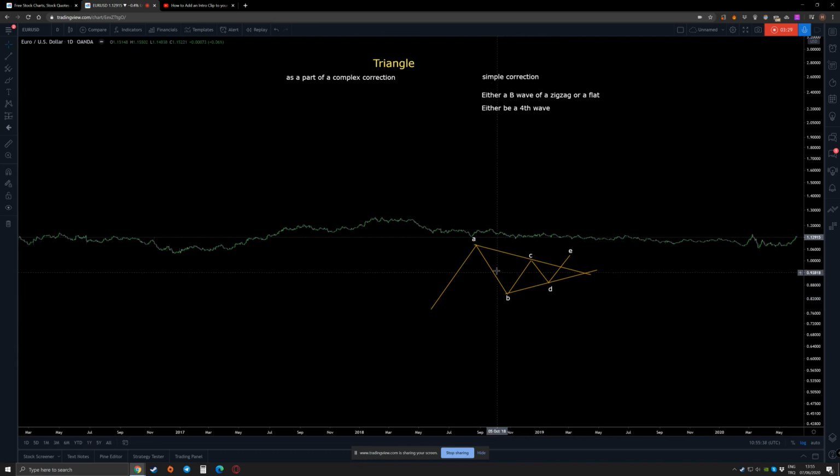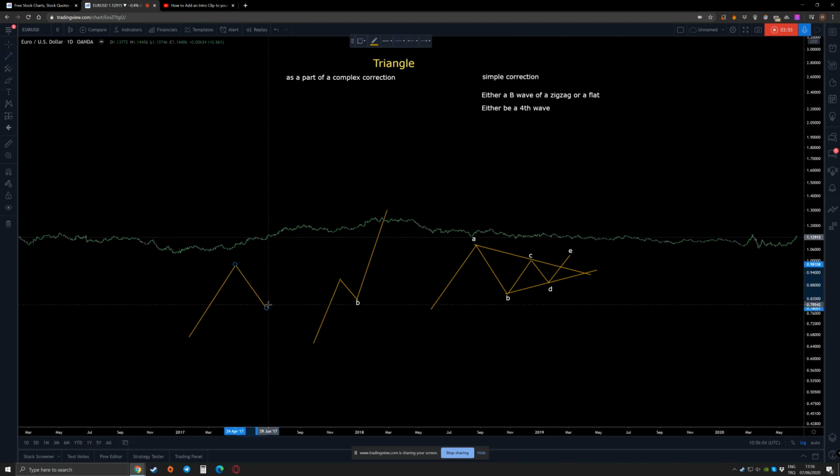So anyway, if you're looking for a triangle in a B wave by itself in a lower degree, it's not possible. So the B wave can only be in a flat or a zigzag. So either here you can have a triangle in this B wave by itself, it can happen, or it can happen in here as a part of a flat. Okay, just by itself in a lower degree.